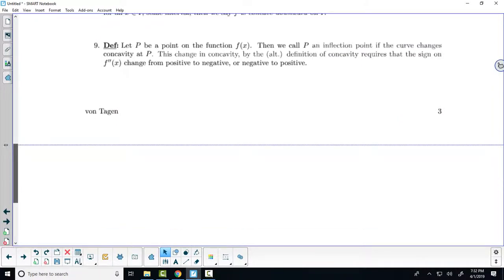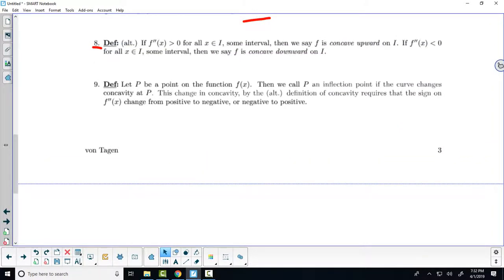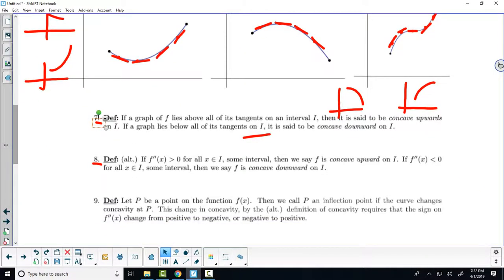Hopefully you're okay. All right, the last thing we need to talk about is we have a name for where a function changes concavity. If a function changes from concave up to concave down, or from concave down to concave up at a point, and this is important for our text, if that second derivative is defined there, then we're going to say that there's an inflection point there.